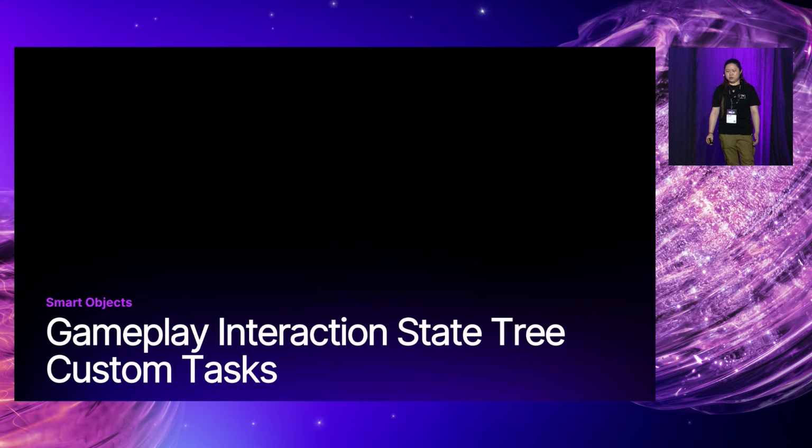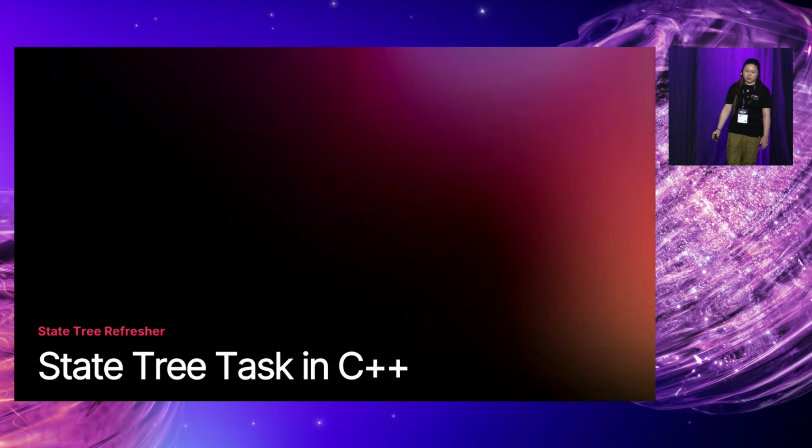So from here, we need to set up the tasks for the gameplay interaction state tree. We can implement those custom tasks in either C++ or Blueprint. It is pretty similar to setting up a general AI state tree task. So before we jump into the gameplay interaction one, I will just have a quick refresher on how we develop a general state tree task in C++ for the general AI things.